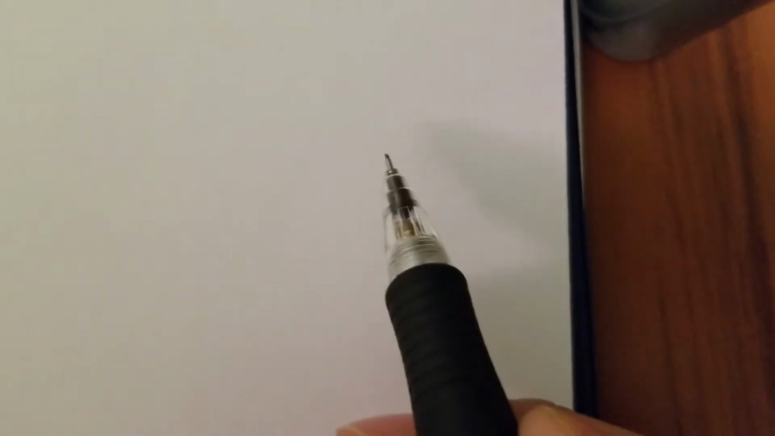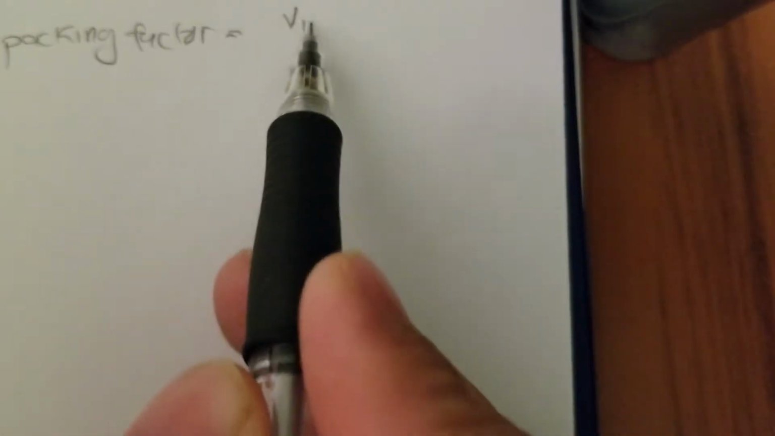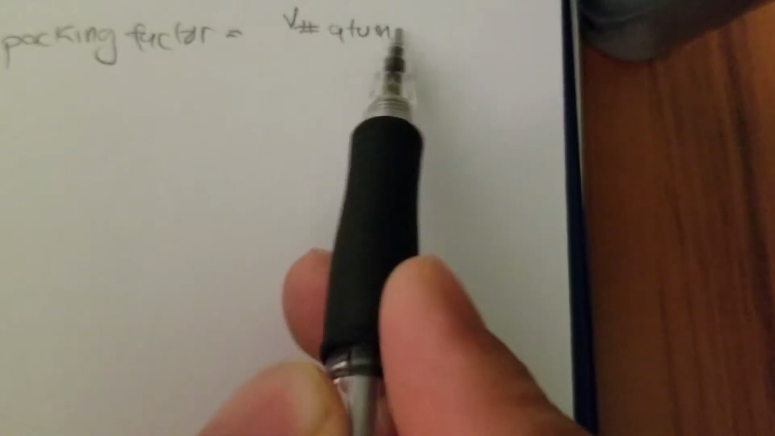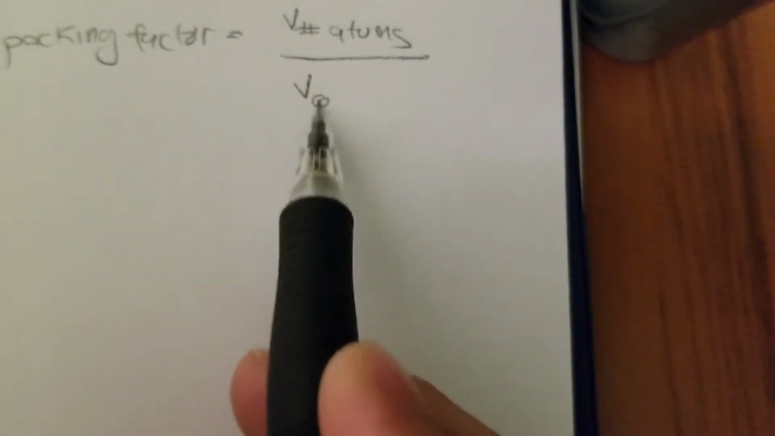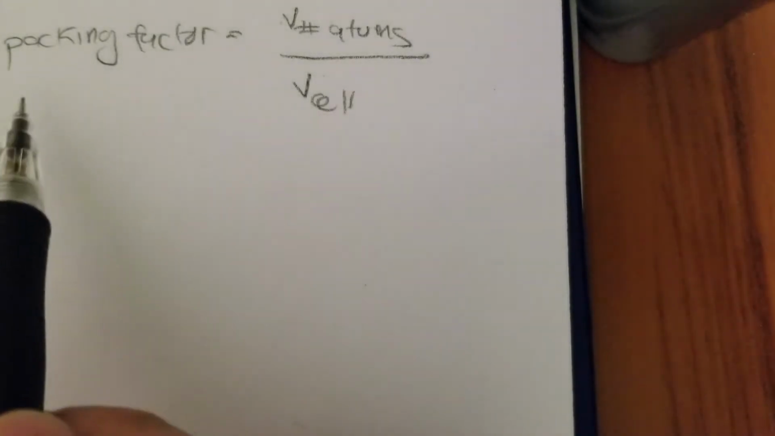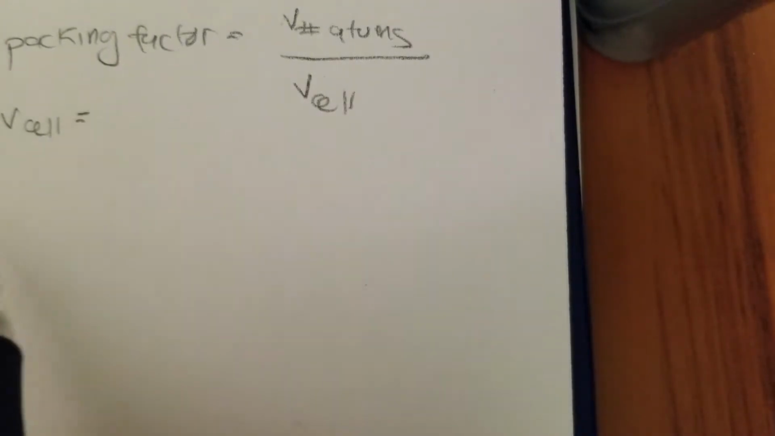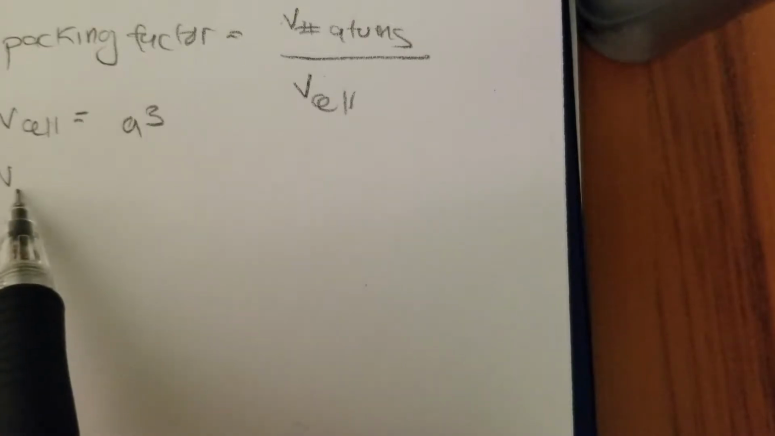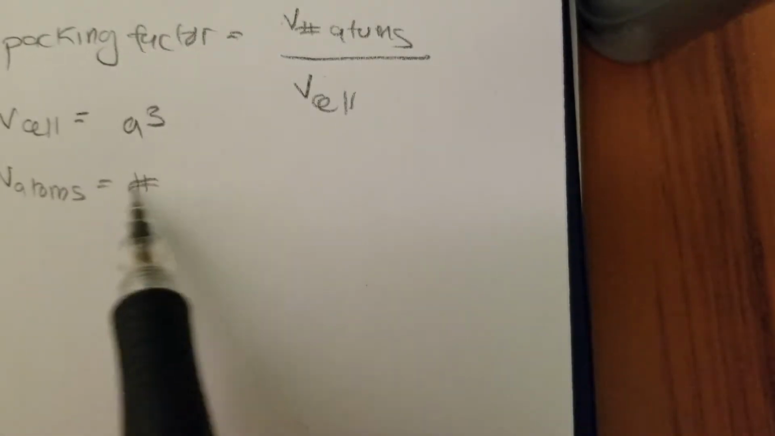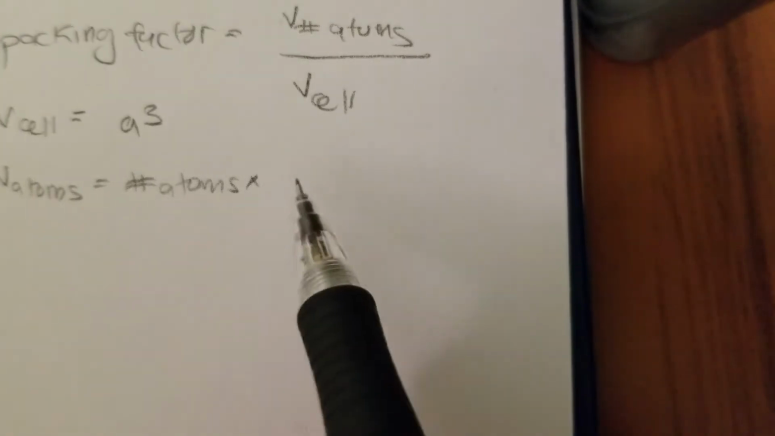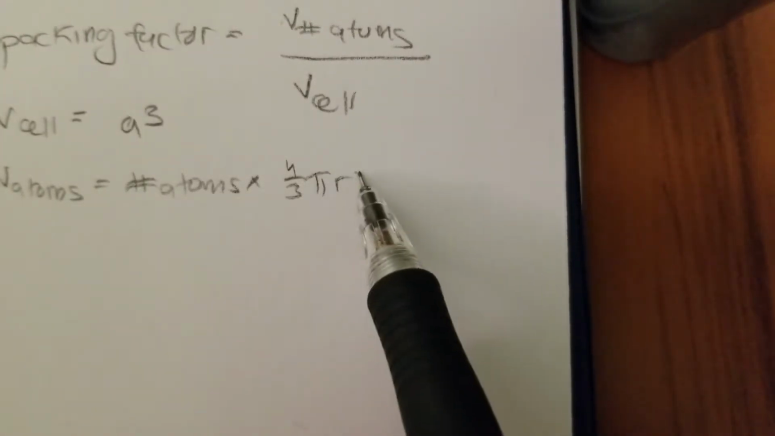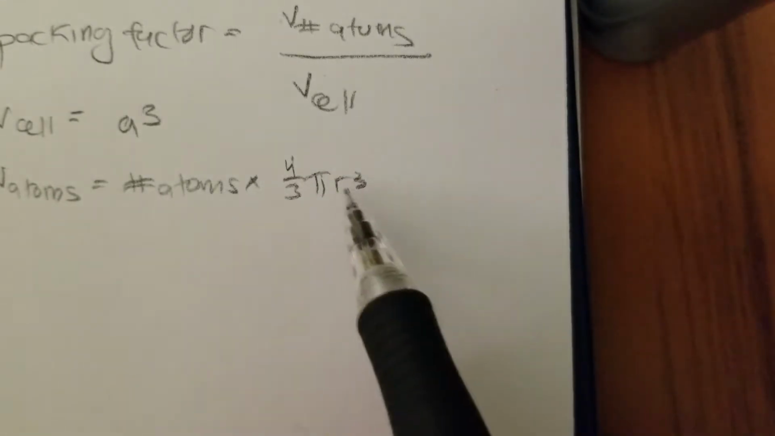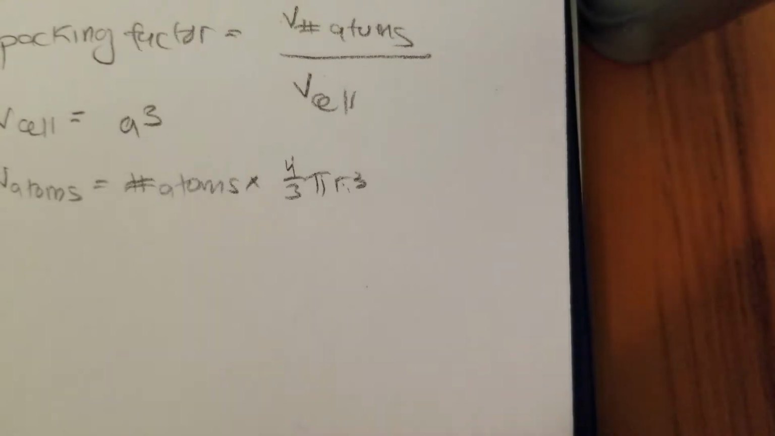So, packing factor of a diamond. Now, packing factor is just the volume of the number of atoms divided by the volume of the cell. Now, volume of a cell in any cubic cell is just A cubed. Volume of the atoms, on the other hand, is the number of atoms multiplied by 4 over 3 pi r cubed, where 4 over 3 pi r cubed is the volume of a sphere, r is the radius of one carbon atom in a diamond lattice.